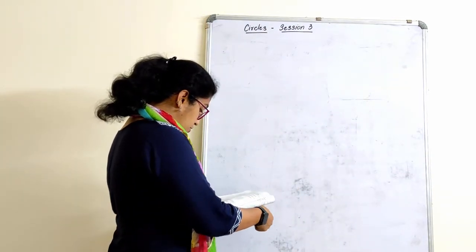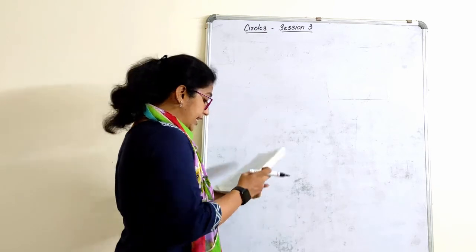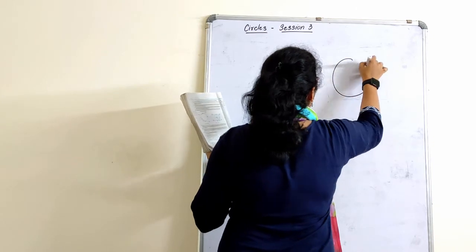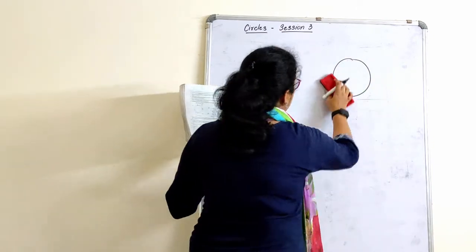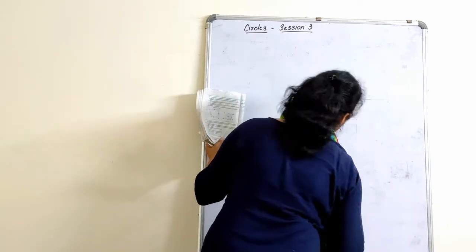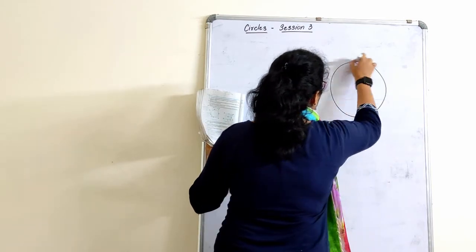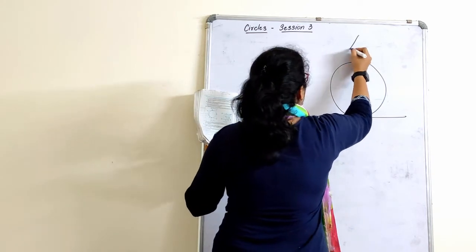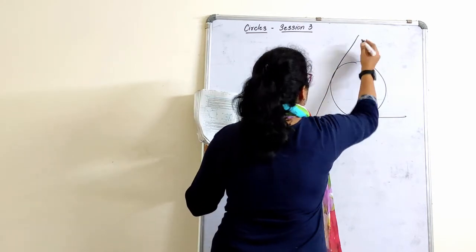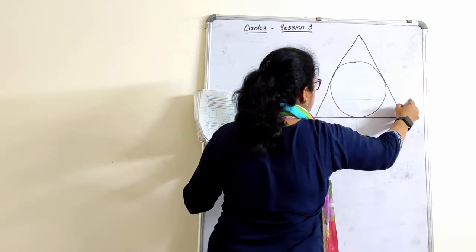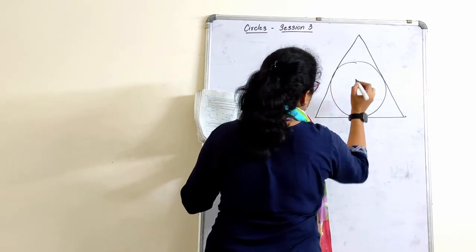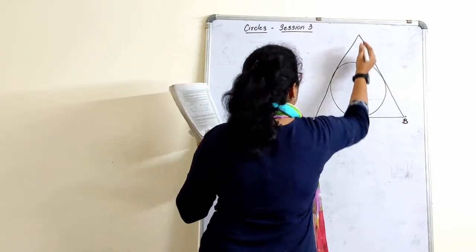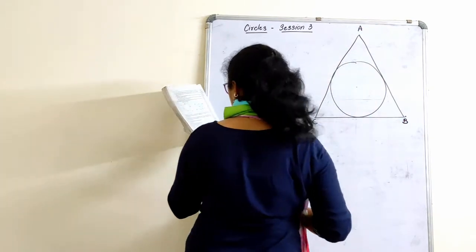Triangle ABC is drawn to circumscribe a circle of radius 4 cm. So we'll first draw a circle. I think I'll just go with a bit bigger circle. Okay. Now draw a triangle so that you can adjust it. So this is B, this is C and this is A.